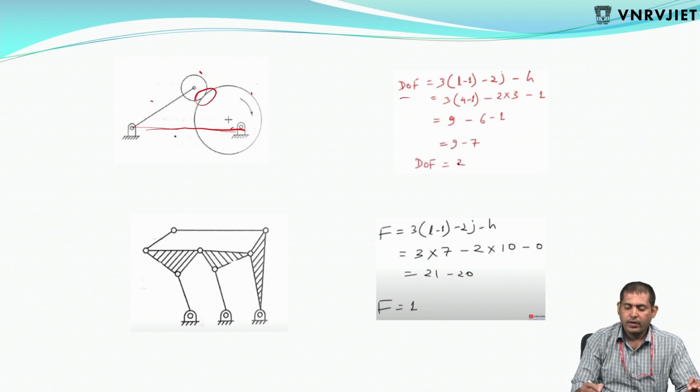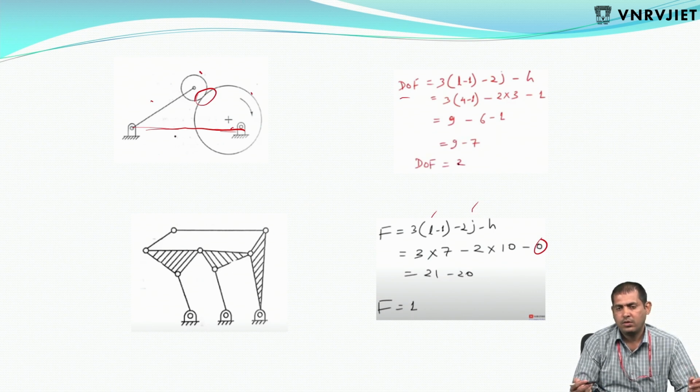Here L is equal to 7, J is equal to 10, H is equal to 0. So there is no higher pair. So here the degrees of freedom is 1. Such mechanisms can be used for folding stairs. Even if you consider a stretcher, there are n number of links, n number of joints. That's the best example to study the mechanism, the stretcher.